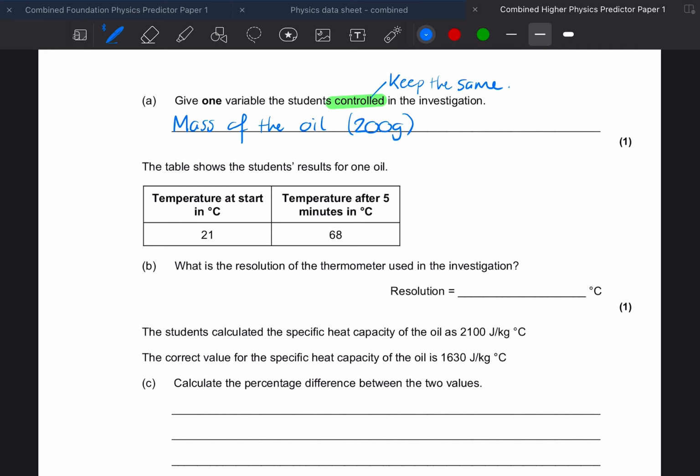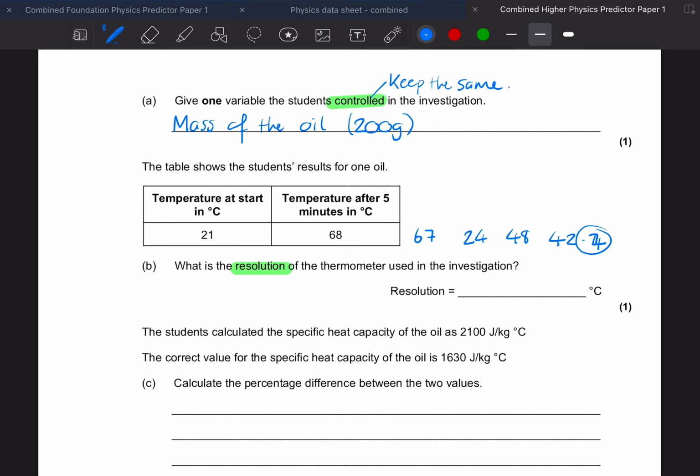The table shows the student's results for one oil. What is the resolution of the thermometer used? Okay, resolution. The word resolution means like the smallest units. So in this one, we can see that we've got a 21, we've got a 68. It would be reasonable to expect that we might get 67, or we might get 24, or we might get a 48 or something like that. It wouldn't be reasonable to expect that we would get 42.4, because there's nothing in here with a decimal place. All of these are going up in ones, and that's what it means by resolution.